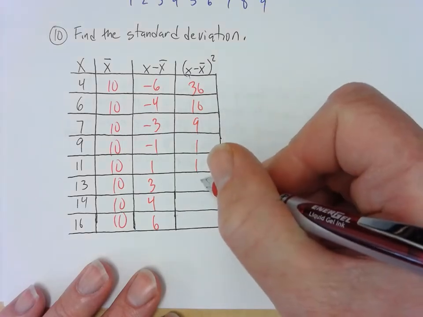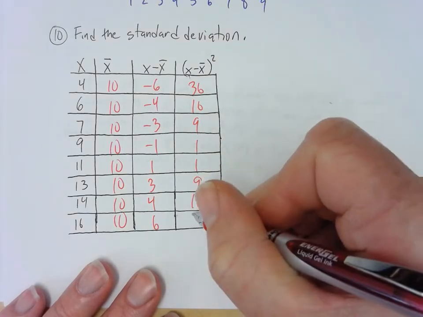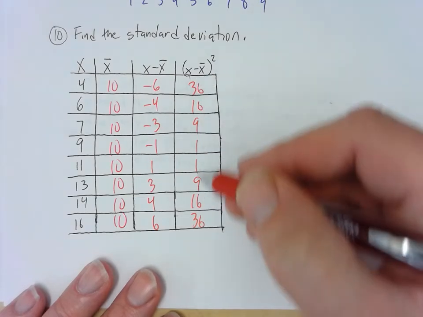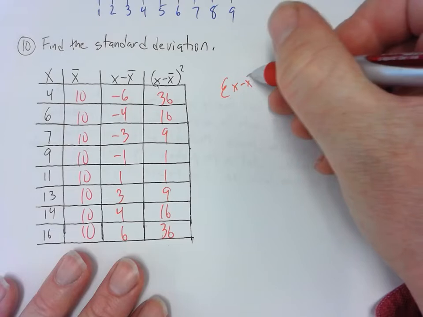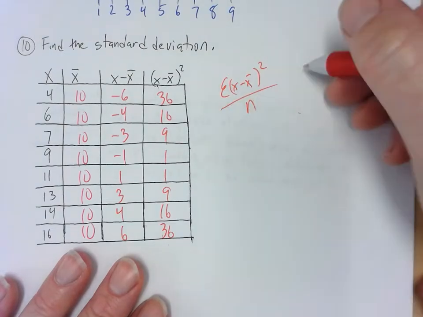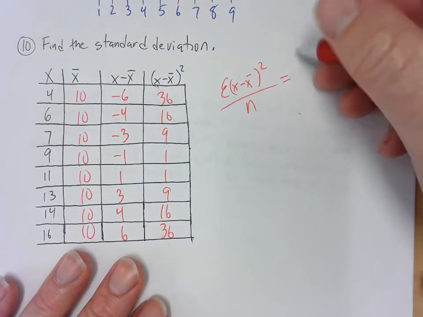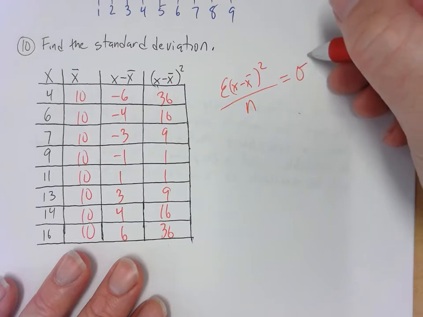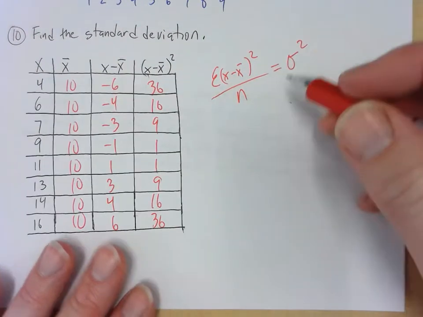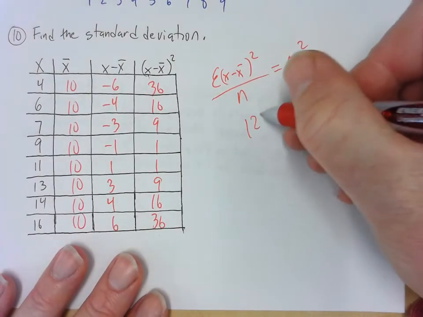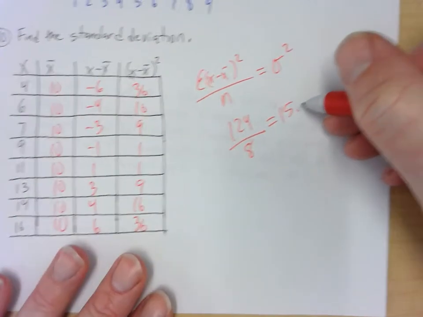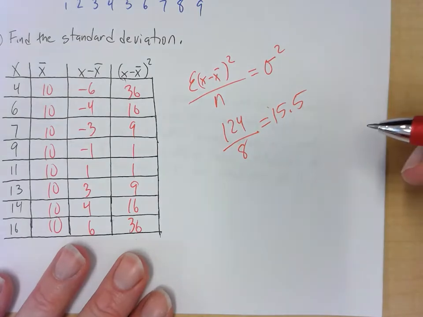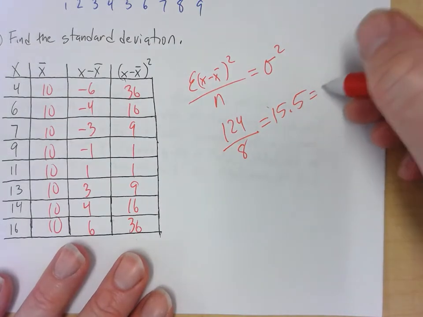Then we're going to find the average of these squares. So we add all this up. So we got to do a summation of x minus x bar squared divided by n. So we got to find the average, and that's equal to sigma squared. So we add all this up, and we get 124 over 8, which is 15.5. So that's your sigma squared.